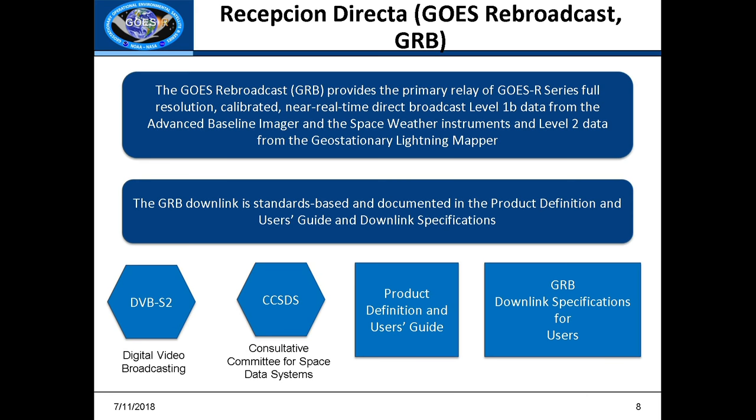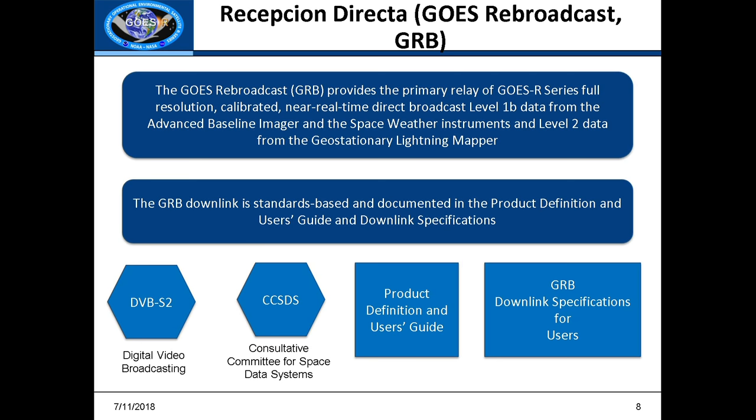The GRB downlink is standards-based. It's documented in two key documents that you can get from the GOES-R website. The first one is the product definition and user's guide that describes GRB data formats and how the data is structured. And the second one is the GRB downlink specification. The downlink specification has all the technical information about the GRB downlink, including the antenna characteristics and receive station requirements.